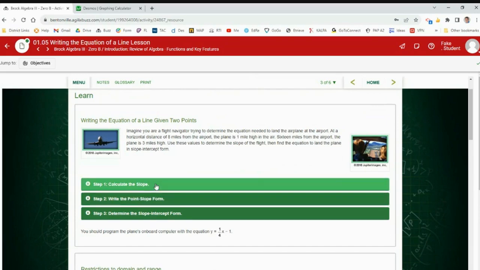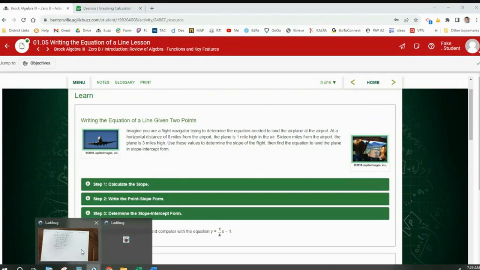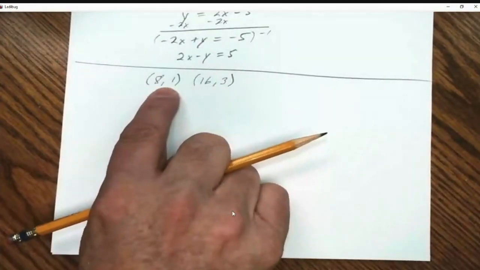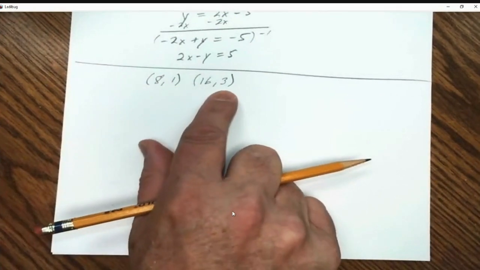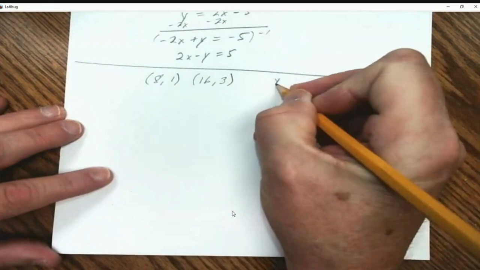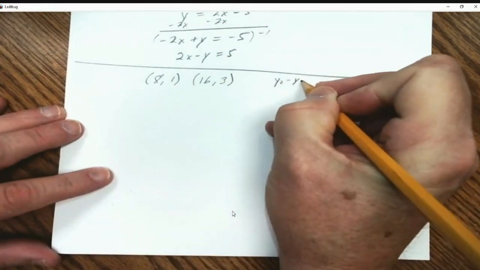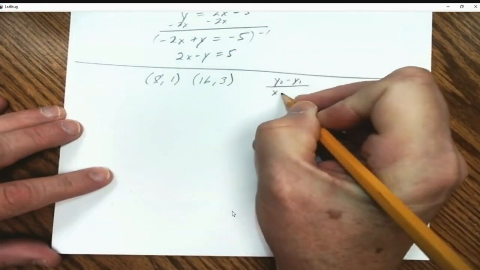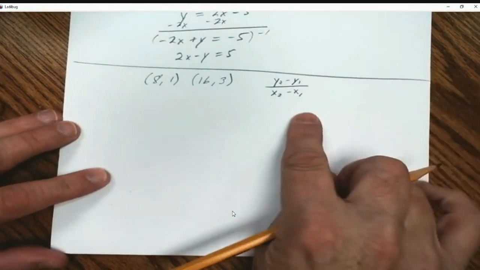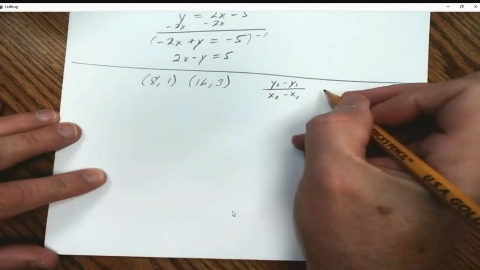So first thing to do is calculate the slope, right? So we can use those points. I'll put it up where we can do it together here. At 8 miles away, we're 1 mile in the air. 16 miles away, 3 miles in the air. So we have to determine the slope. Now, if you remember, we can take y2 minus y1 and put it over x2 minus x1 and figure out the slope. That is the slope equation.